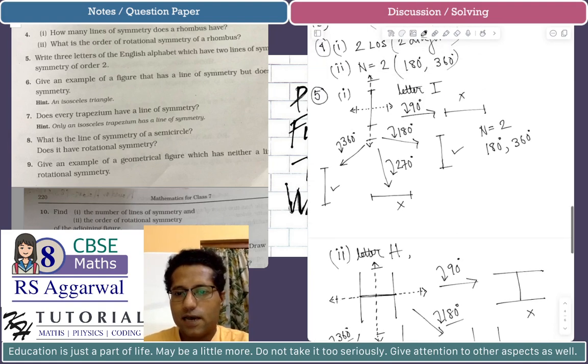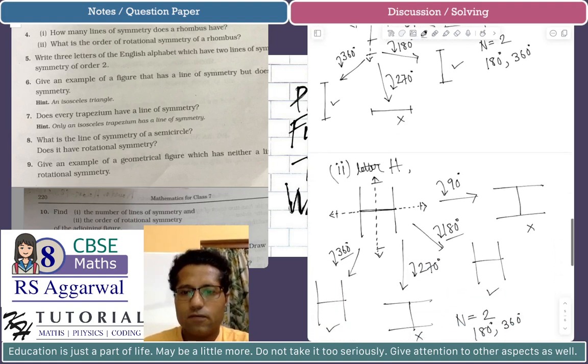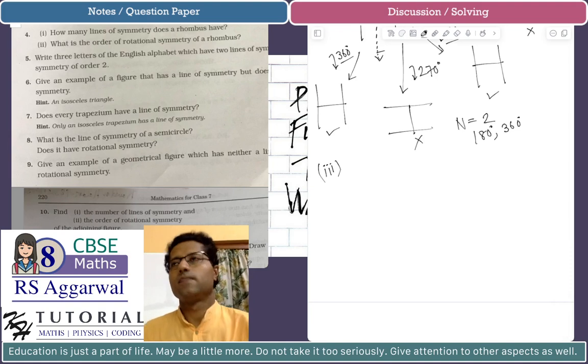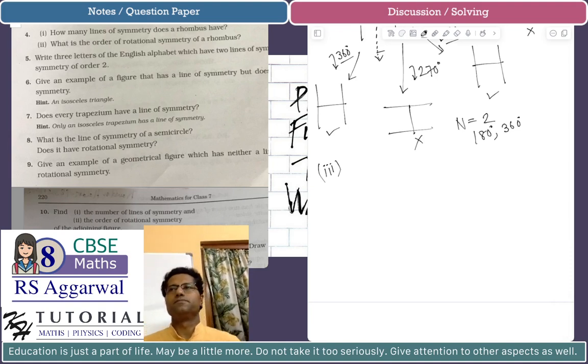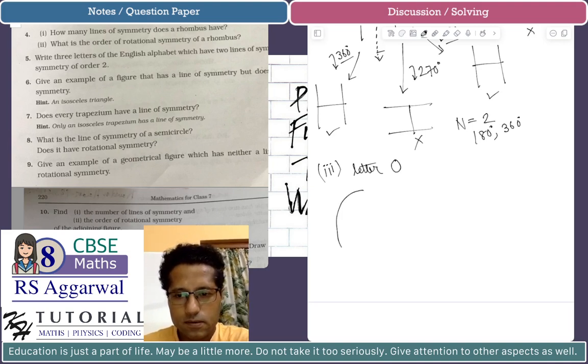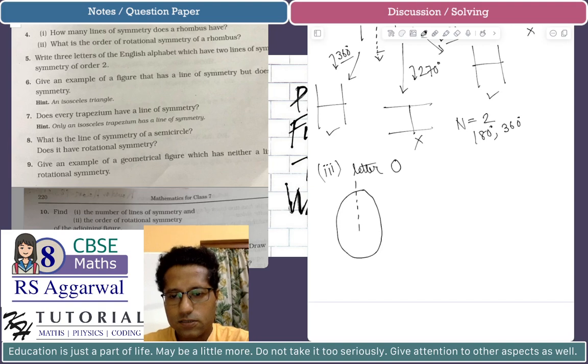And both these letters I and H, they have two lines of symmetry. What else? We have to find three letters. What could be the third letter? A letter which has two lines of symmetry. Yes, the letter O, which is a kind of oval. And I don't think letter O is a square, is a circle. And clearly, oval has two lines of symmetry, this line and this line.